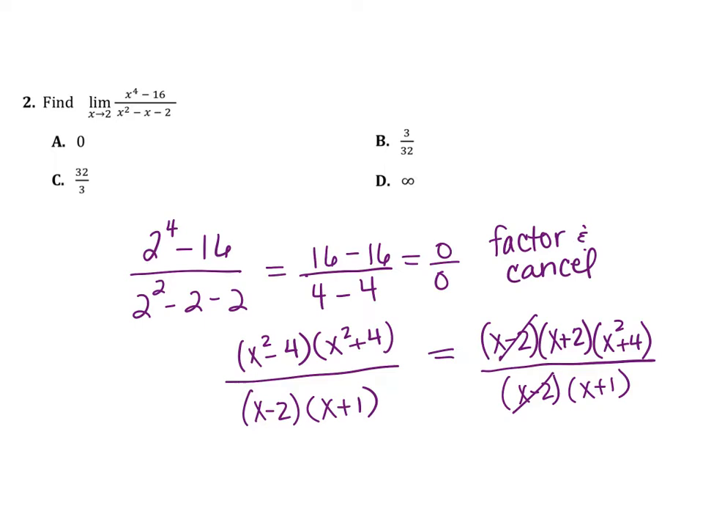If we do that, we're going to substitute in a 2. So that's going to give us 2 plus 2, so I'm going to have 4 times, and then we're going to get 2 squared plus 4, so that's going to be 8. And that's going to be all over 3. So 32 over 3.